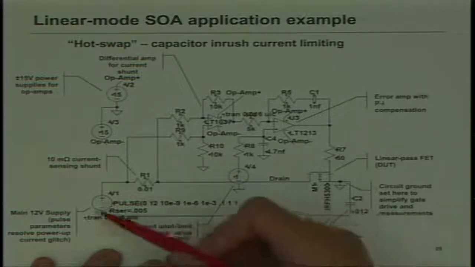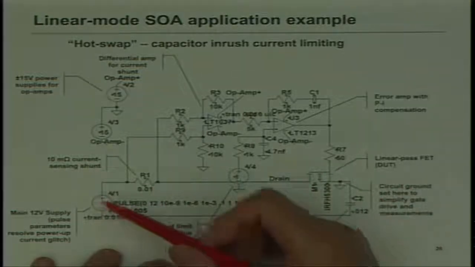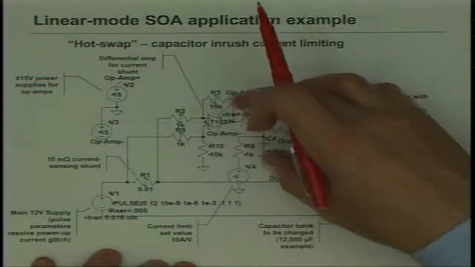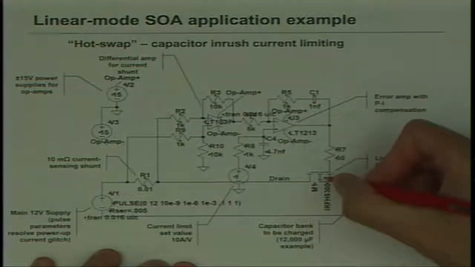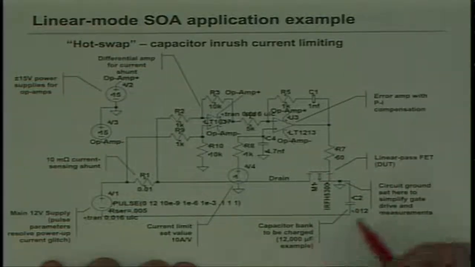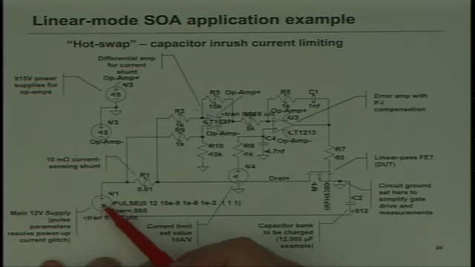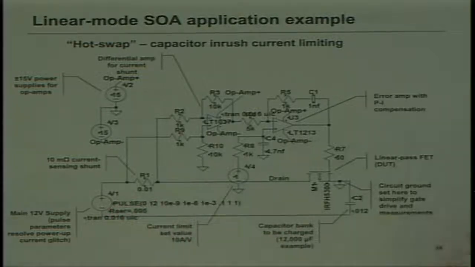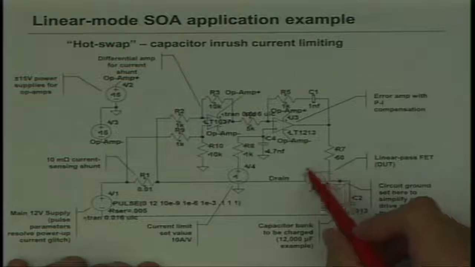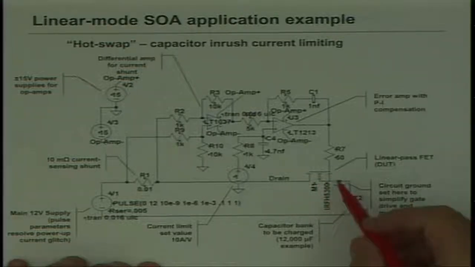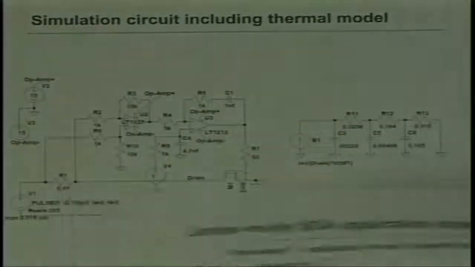Okay, so this is the basic circuit. Everything else here is just a control that limits the current to, in this case, 10 amps. We start with the capacitor at 0, the input voltage at 12, and at T0 we connect them, and the FET is driven so that it limits the charging current to 10 amps. So that's the electrical model.